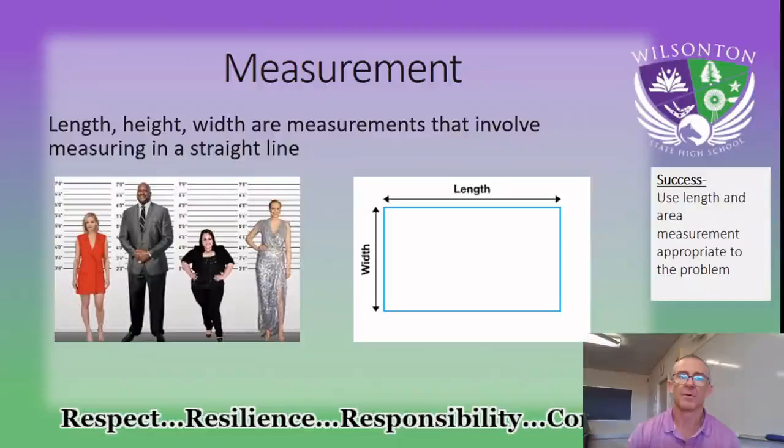On the shape on the right hand side, you've got a rectangle where you can measure the width and the length. They also have different names. You can call that depth if you want. And depending on how you turn the shape around, it can be height, length, width.